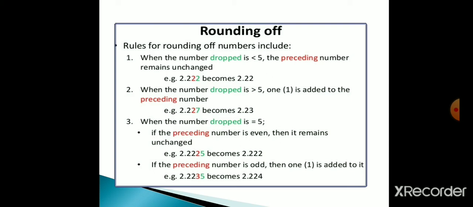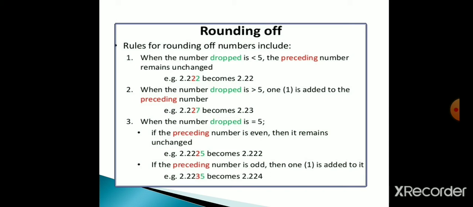The second rule is that when the number dropped is greater than 5, 1 is added to the preceding number. For example, in the number 2.227, the number dropped is 7, which is greater than 5. So you have to add 1 to the previous digit 2, which is marked in red. Hence, the number after rounding off will become 2.23.